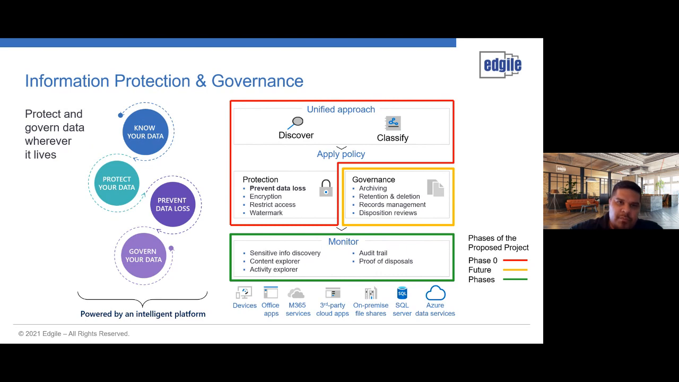So overall, once you're able to protect the data, you're going to start looking at archiving, data retention and deletion, records management, and then adding disposition reviews to make a determination if that data should still exist or not, right? And then lastly, auditing that data, where it goes, who has access to it, what's being done with it, so that you're not only securing your environment and improving your overall security posture, but you're also in compliance with HIPAA and HITRUST.